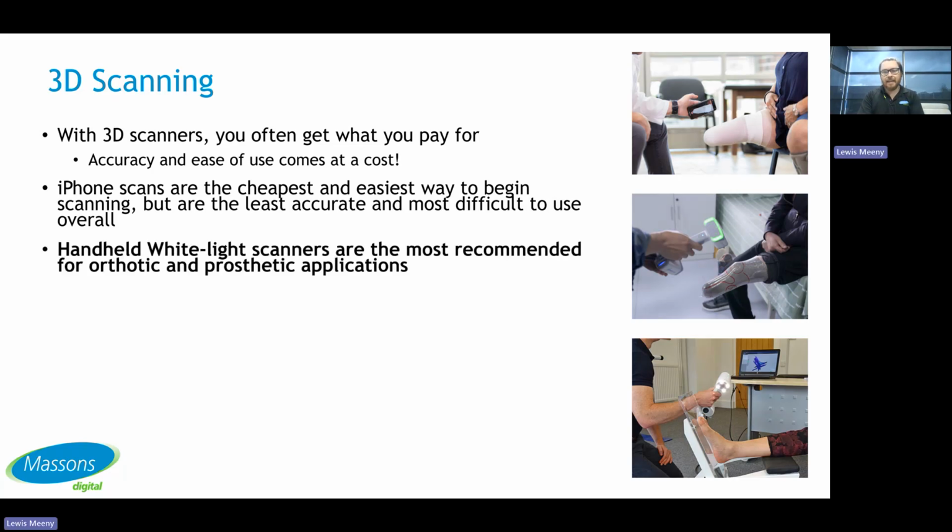Handheld white light scanners have been identified in the literature to be the most recommended type of scanner for orthotic and prosthetic applications. Infrared is still a viable scanner as well, but especially when it comes to really high accuracy applications like cranial remolding orthoses, handheld white light is the best standard that we currently have.